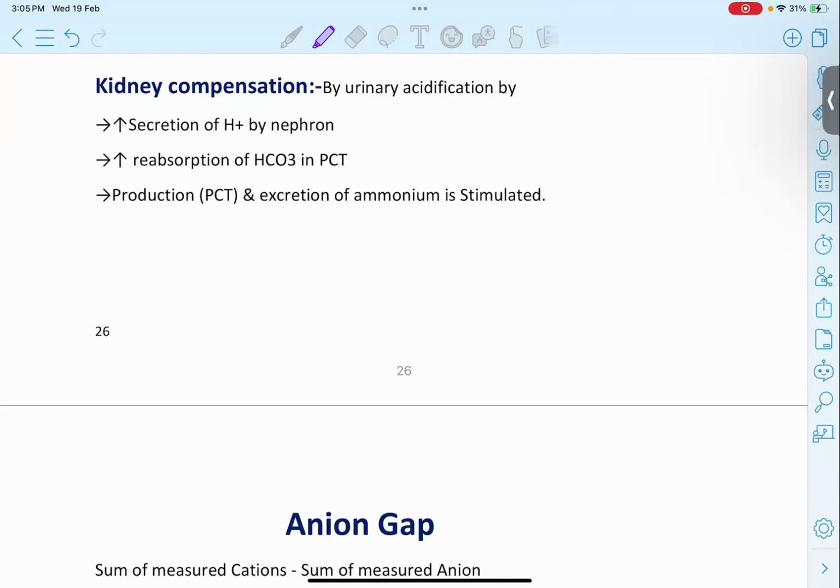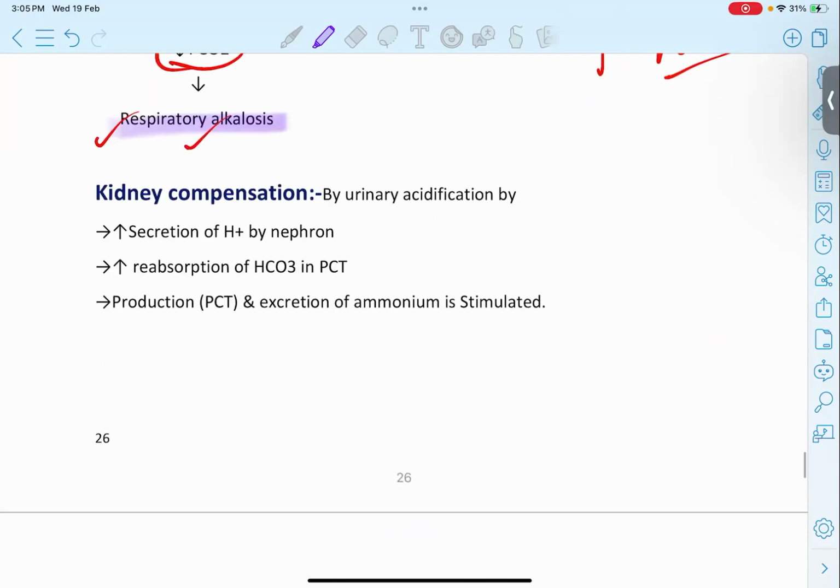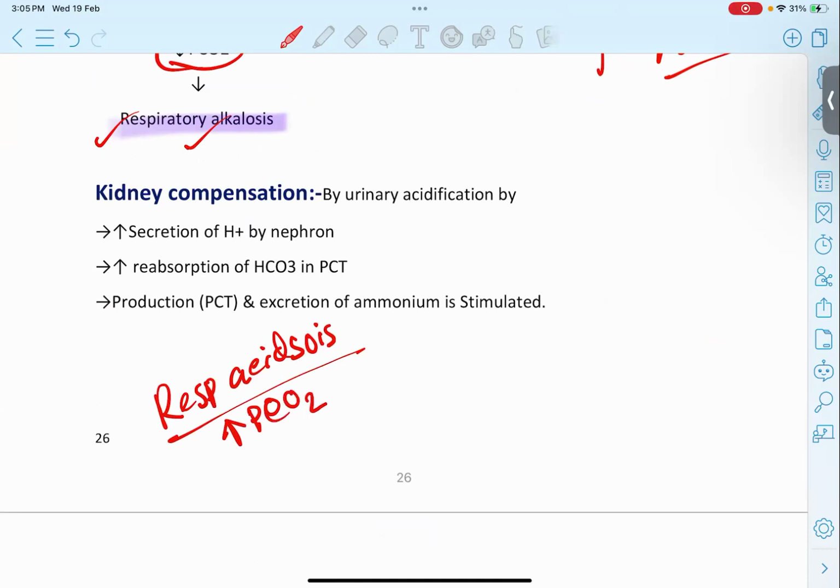And how does kidney compensation work? Kidney compensation means metabolic compensation. So definitely it will be a response to respiratory acidosis. For some reason, someone is having respiratory acidosis. Respiratory acidosis means PCO2 is very high. It can happen in any type of respiratory failure, type 2 respiratory failure, for example COPD, where someone is having carbon dioxide retention and respiratory acidosis.